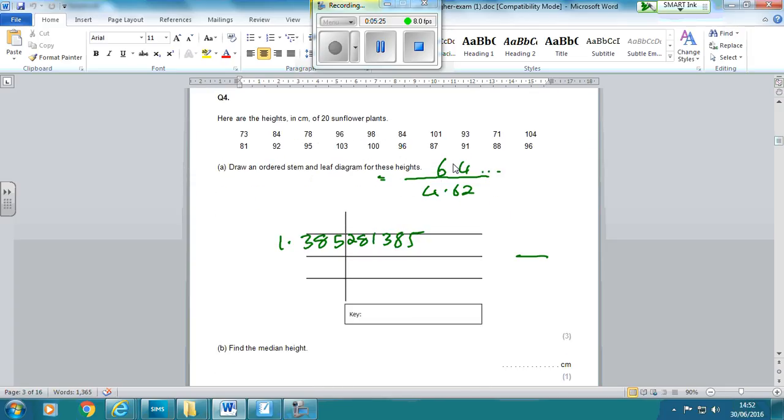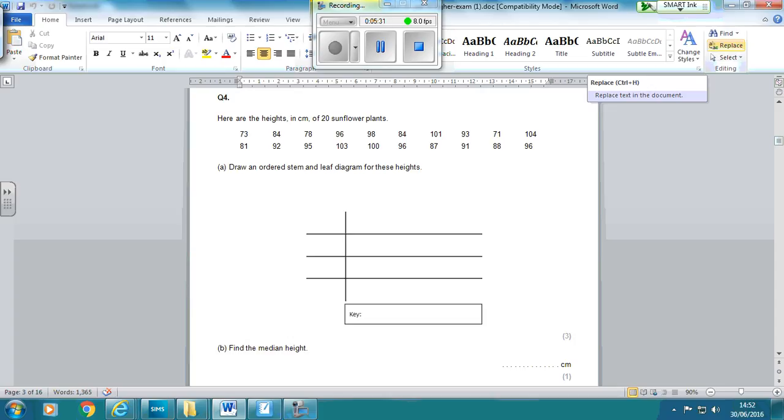Okay, question 4. Draw an ordered stem and leaf diagram. So when we do this, again, remember the key as well. So we look from the smallest to the biggest. We've got some in the 70s. Have we got any in the 60s? That doesn't look like it. So I'll start off with the 70s, 80s, 90s, and then hundreds.